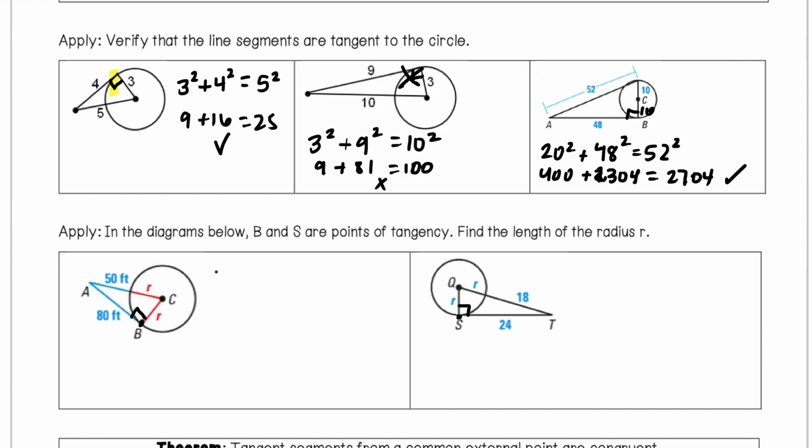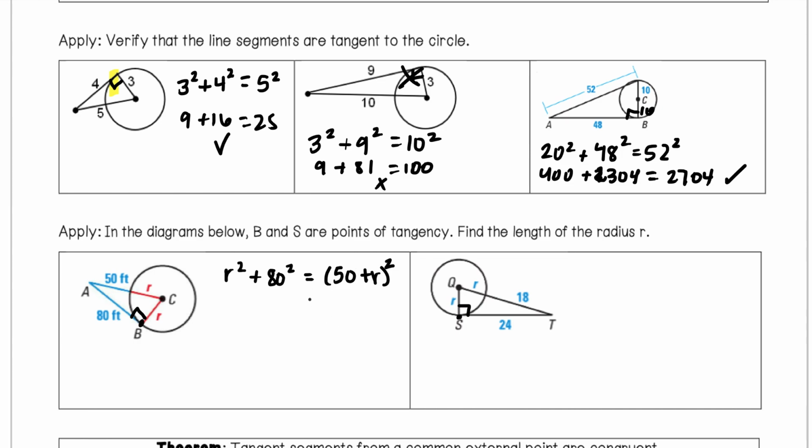So we can use the Pythagorean Theorem again to help us. It's just going to look a little bit different than what we've used before. I'm going to take r squared plus 80 squared, which are my two legs, and set that equal to my hypotenuse squared. Well, my hypotenuse is given to me in sections. I have 50 and I have r. So my entire hypotenuse is 50 plus r, and I need to square that entire binomial.